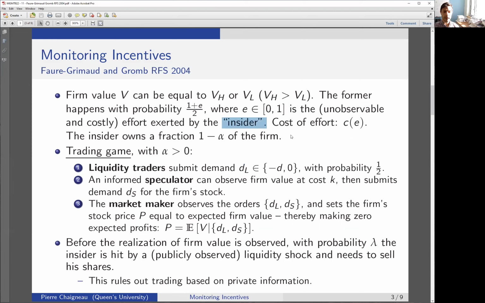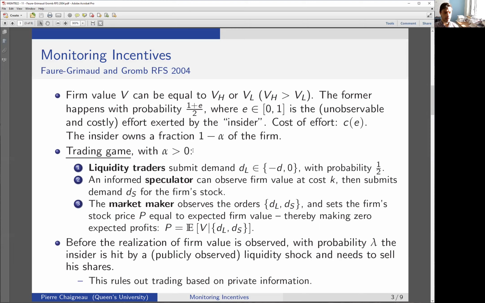So think about the insider as a venture capitalist that's invested in the firm. And of course, effort is costly, right? You can make value improvement, but that will require that you spend time and resources monitoring the firm. That will be costly. And so there's a cost of effort for the insider. And the insider owns the fraction 1 minus alpha of the firm. So he does not own the whole firm. And as long as he doesn't own the whole firm, so as long as there is some free float alpha, there's going to be a trading gain. And so the value of the firm is going to be determined by stock market trading.